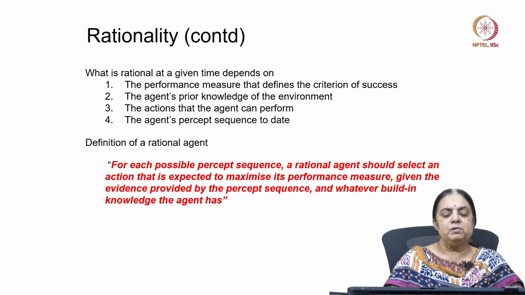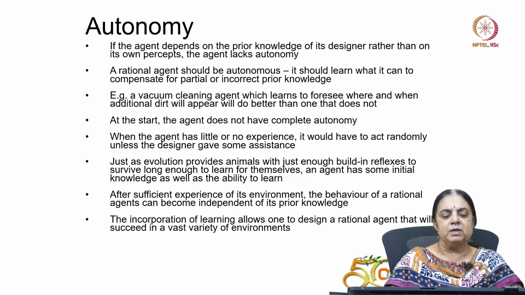For each possible percept sequence, a rational agent should select an action that is expected to maximize its performance measure given the evidence provided by the percept sequence and whatever built-in knowledge the agent has. So this is what we mean by a rational agent basically.